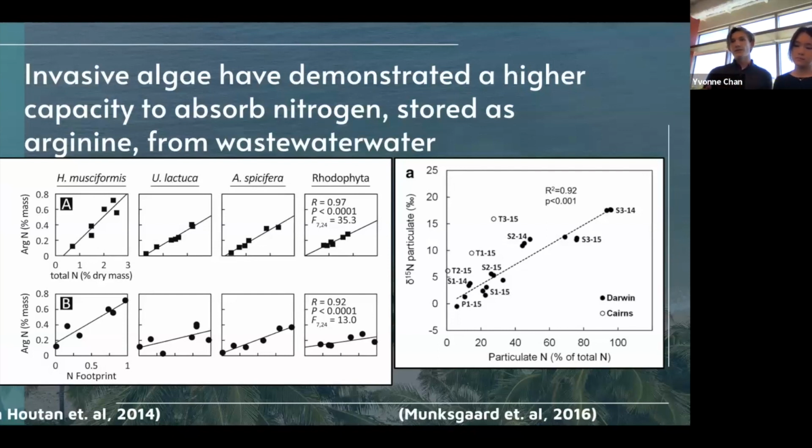But this showcases that wastewater is signaled by the isotope nitrogen delta 15. And with this, we also see that the invasive algae on the left have a higher production of arginine when compared to its total nitrogen mass. So therefore, we can say that wastewater increases the isotope nitrogen delta 15 in algae, and isotope nitrogen delta 15 increases arginine presence in the algae.